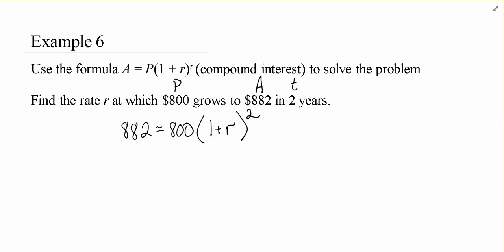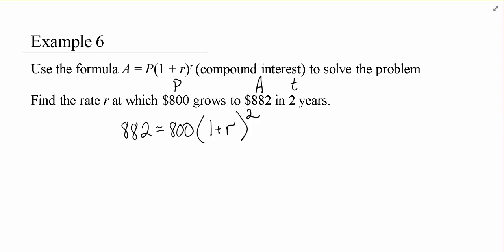Now, one of the common errors I see on these problems is people subtracting 800 from both sides. And the reason that we do this is our brain is thinking, how much interest did we make? We made $82 of interest. So this is a very intuitive calculation. It's not the correct calculation.